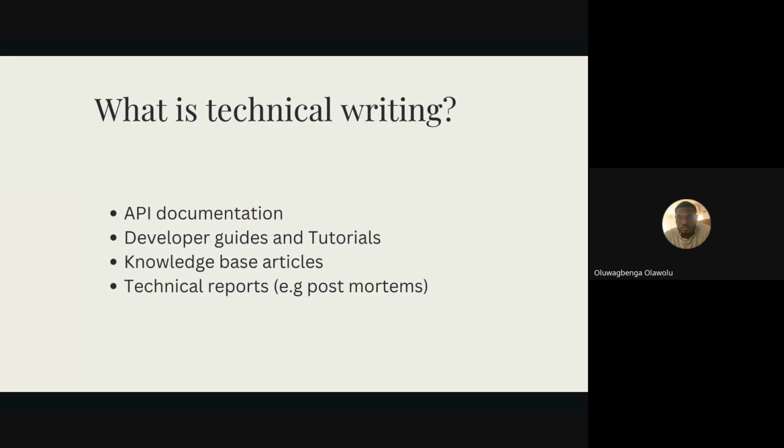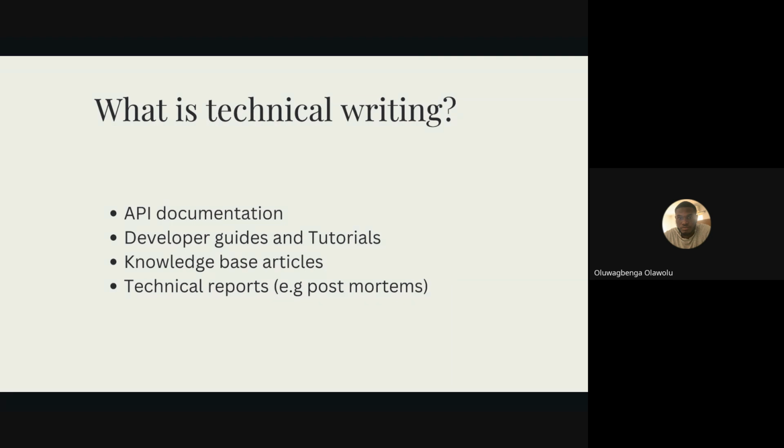And then knowledge base articles could be stuff like FAQs, troubleshooting guides and all that stuff. And then technical reports are something where, for example, if you have an outage in your system that affected a bunch of customers, it's best practice, after you figured out what went wrong and you fixed it, to write a report informing the public on what happened.